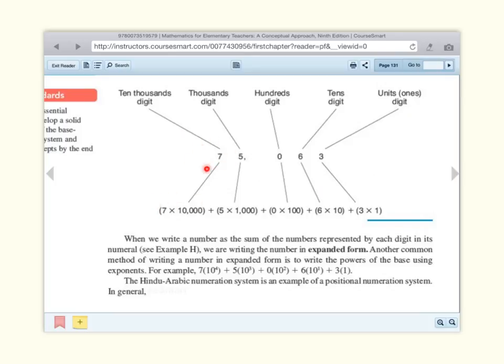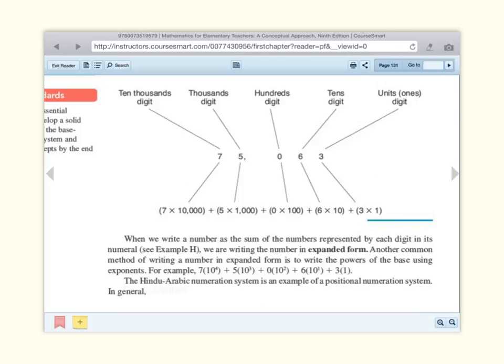This 7 is 70,000, or 7 of the 10,000s. This 5 is 5,000, or 5 of the thousands. This 0 is 0 of the hundreds, so it's holding that place. This 6 is 6 of the tens, and this 3 is 3 of the ones, or the units. And so the sum of those multiplications is the expanded form. There is a second form, and so if you're asked to write the second, it's just a different way of writing it out.